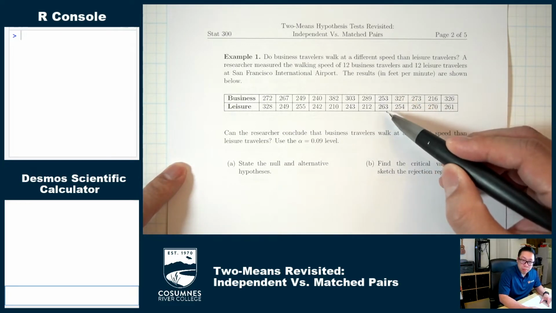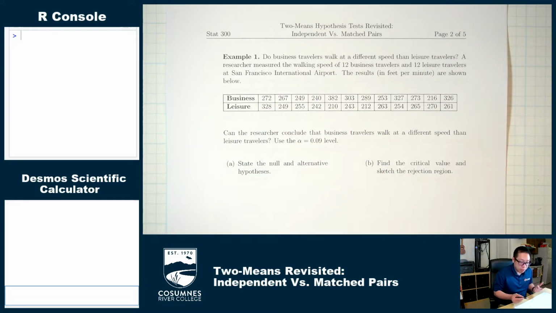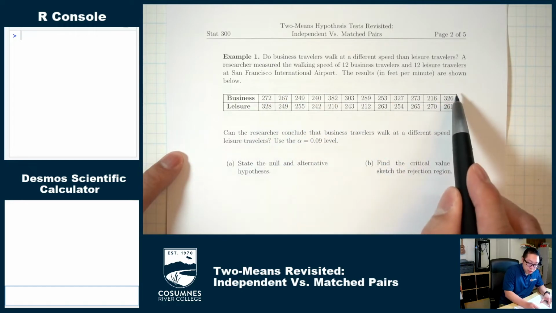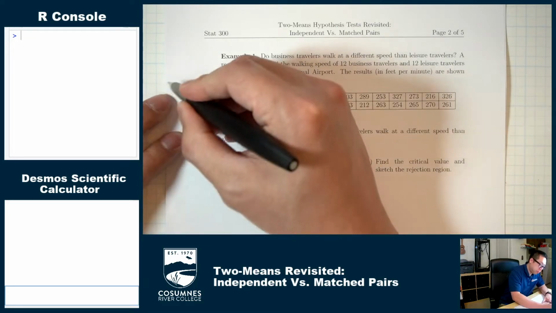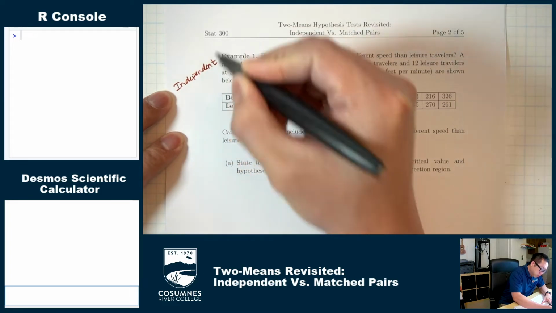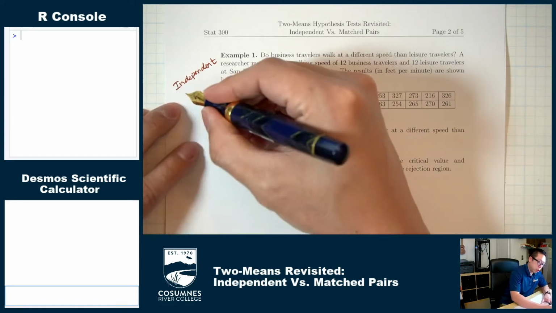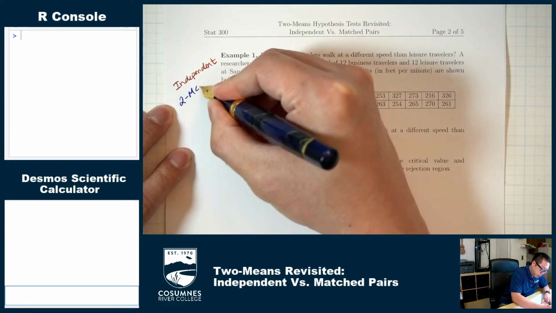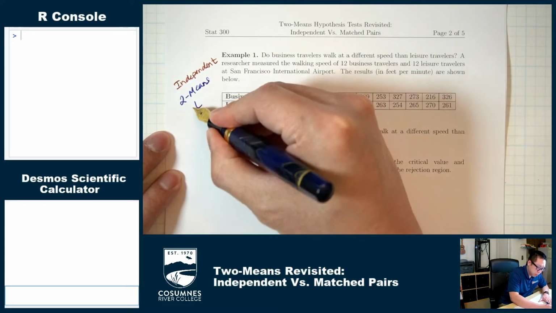These aren't measurements on the same person, right? So this is just 12 business travelers and 12 leisure travelers. And nowhere in the problem does it say that these 12 people in the business group are related in any way to the 12 people in the leisure group. These are just two separate groups of people. We're not told that they're related in any way. So this is going to be independent. And for independent situations, we run this as a two-mean question. And then just to remind myself, for means, I should be using T throughout the problem.